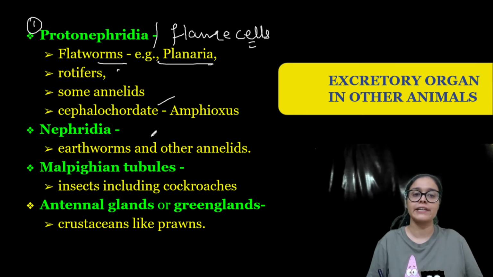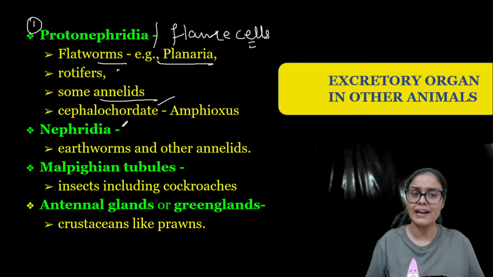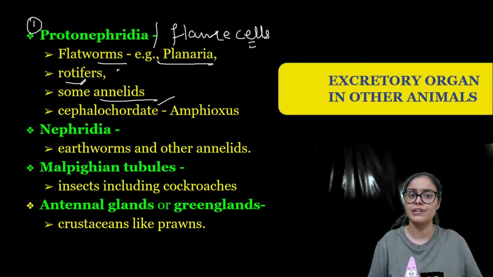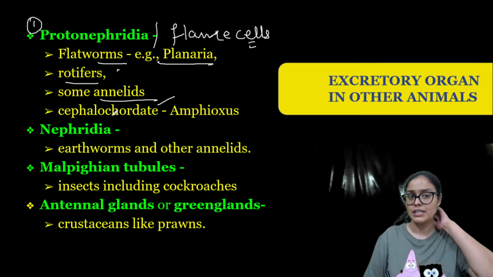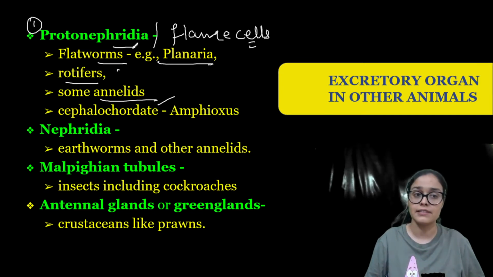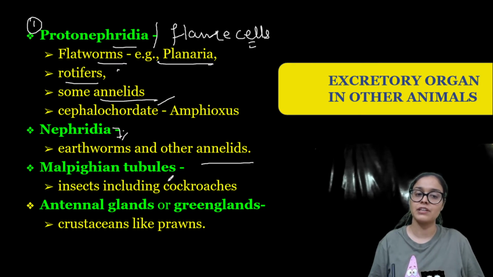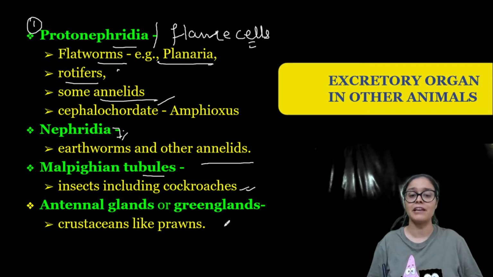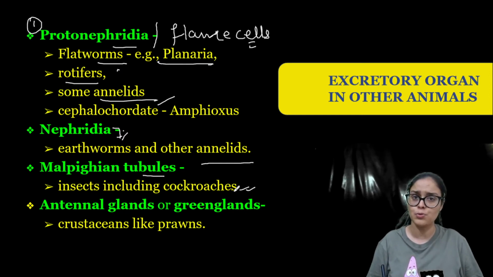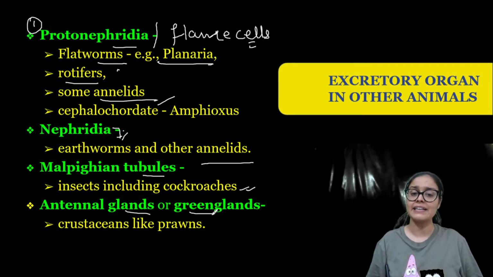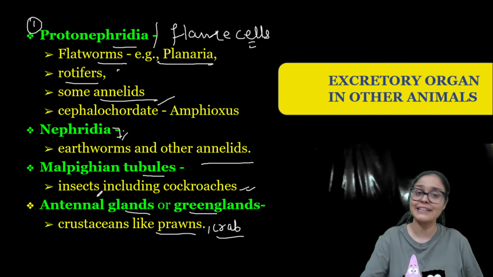Even Cephalochordata, Amphioxus, and some lower kinds of Annelida also have the Protonephridia. Rotifers also have a small amount of this, Protonephridia. When we talk about Nephridia, the Annelida group have the Nephridia. When we talk about the Malpighian tubule, insects, the Arthropoda group, have the Malpighian tubule for excretion. The antennal gland, or green gland, is present in crustaceans like prawns and crabs of Arthropoda for excretion, as per our NCERT.